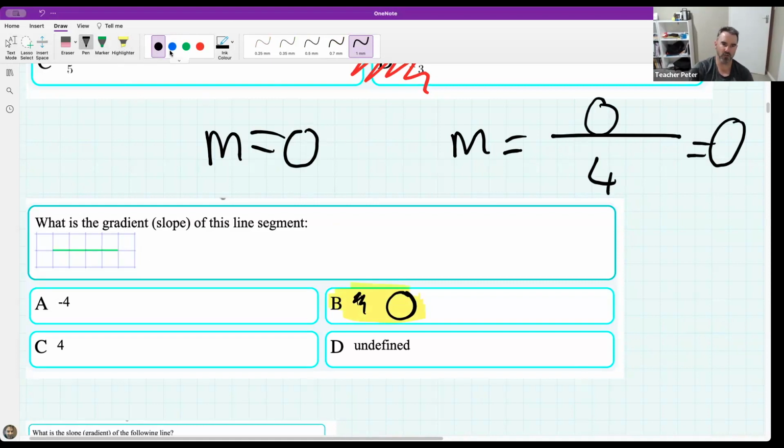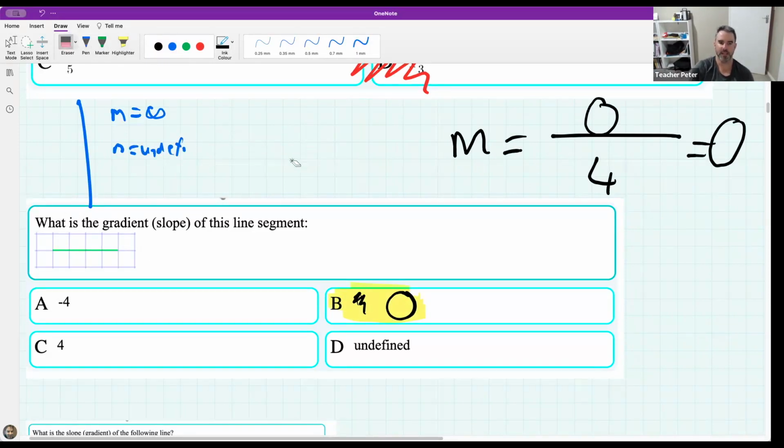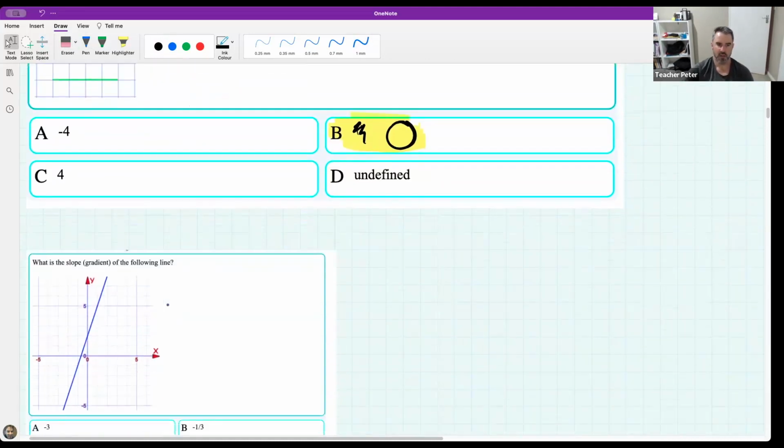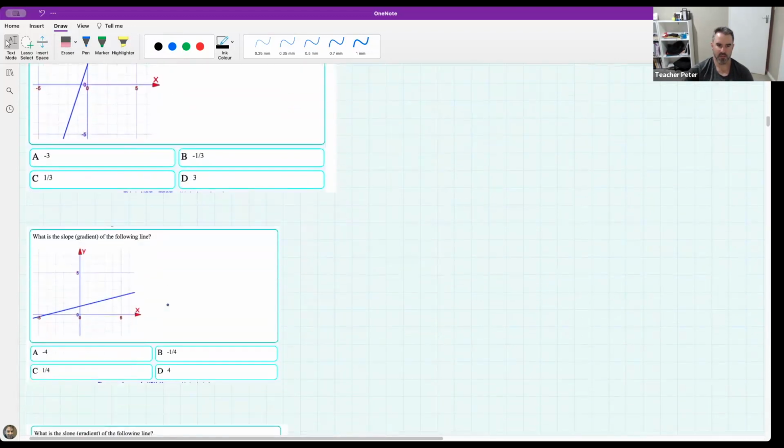If a line was straight up vertically, right, then we say the gradient is undefined or the gradient is infinite. So that's the one where a lot of students kind of mix them up. But if the line goes straight up, then we say m is undefined, or another way of saying that is m is infinite. But in this scenario, m is 0. It's just completely flat. Okay, that's not too bad.